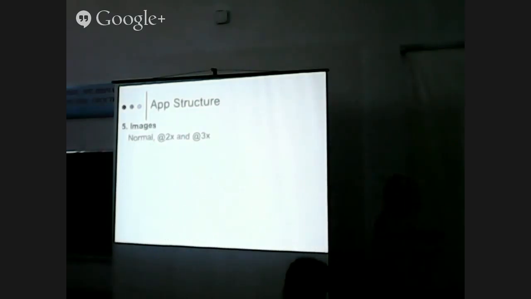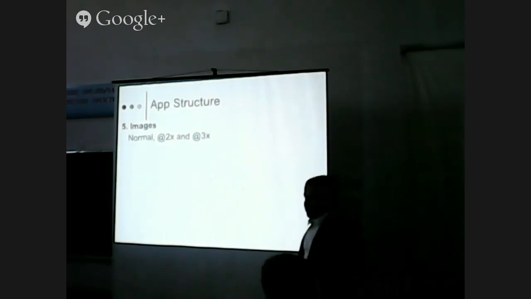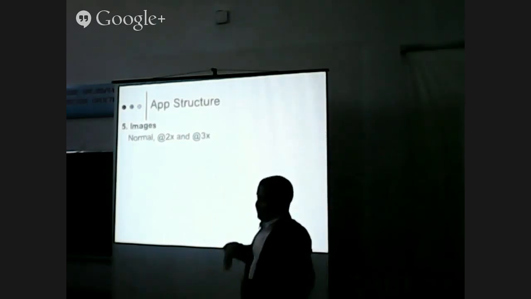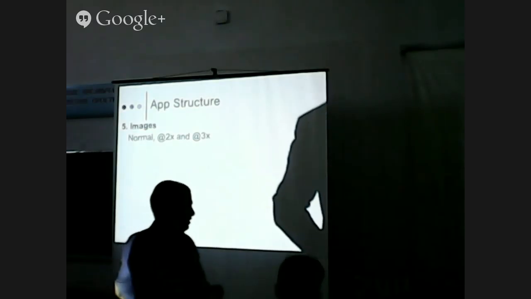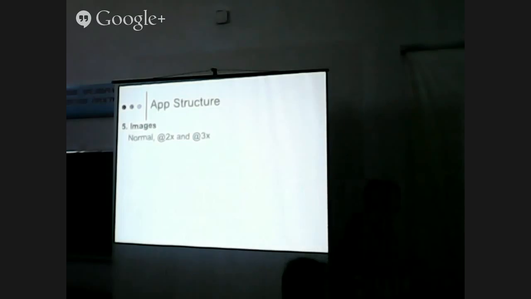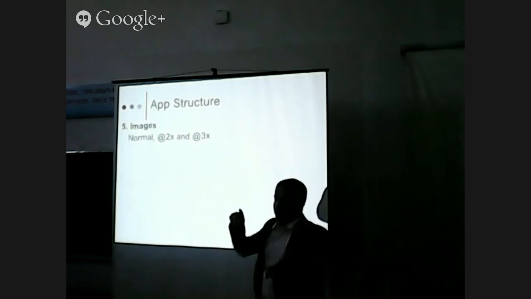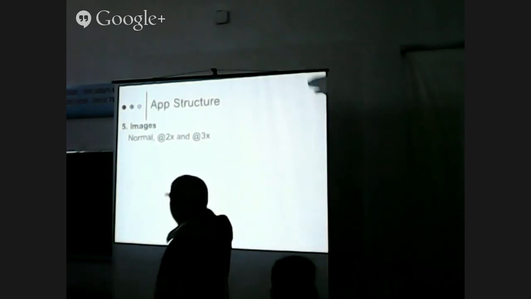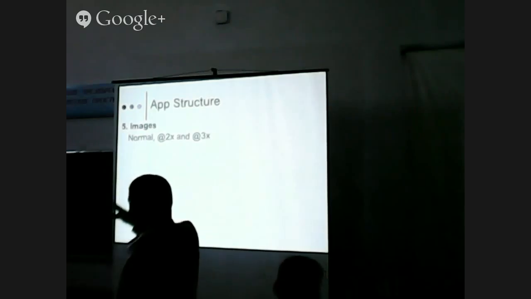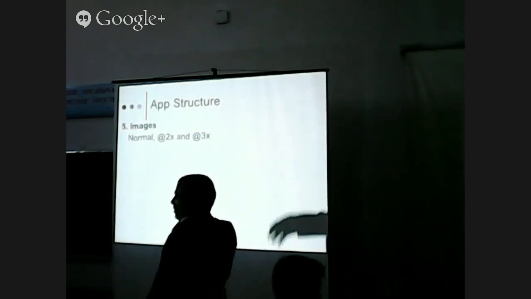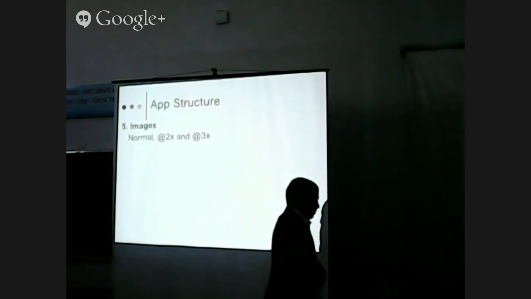The images will have double the resolution of normal devices. And the other one is at 3x. Recently Apple made the iPhone 6 and 6 Plus devices. Those devices have more resolution, so we'll give 3 times the resolution of the normal one, at 3x. So these are basically the images that we will be using in iOS.